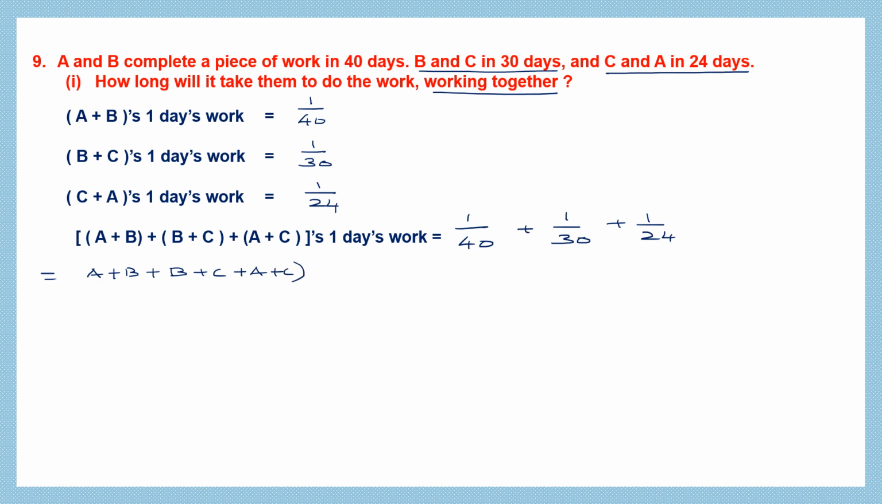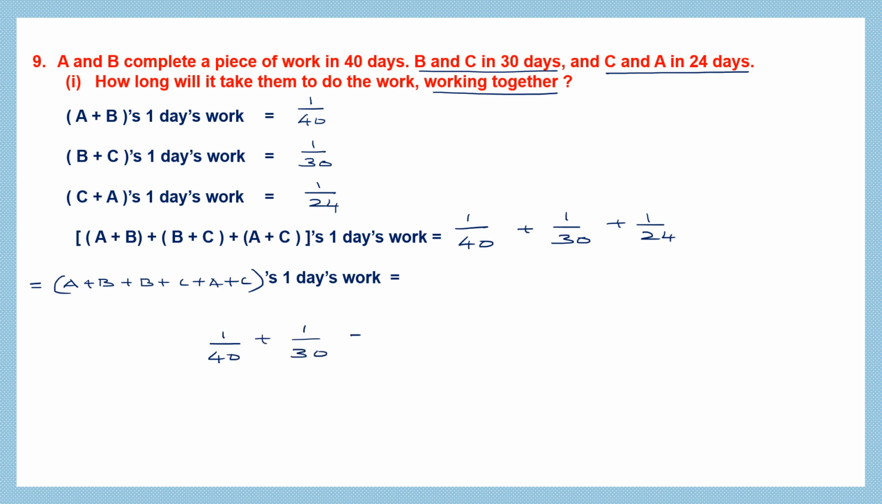Now the 1 day's work of all these. So 1 day's work will be what we get after we add up all these. So let's add up all these. So let's do it here. That is 1 by 40 plus 1 by 30 plus 1 by 24. We need to find the LCM. So 40, 30 and 24.